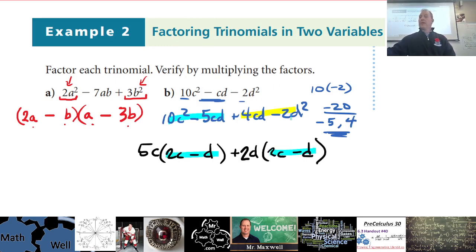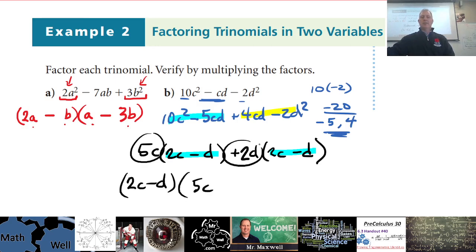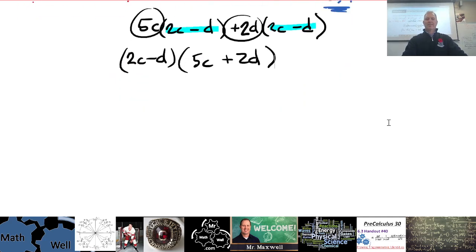We have a common factor, so that's great. So you need to pull that factor out. 2C minus D. And then we're left with 5C plus 2D. Okay, so there's just another run at decomposition. Questions? All right.